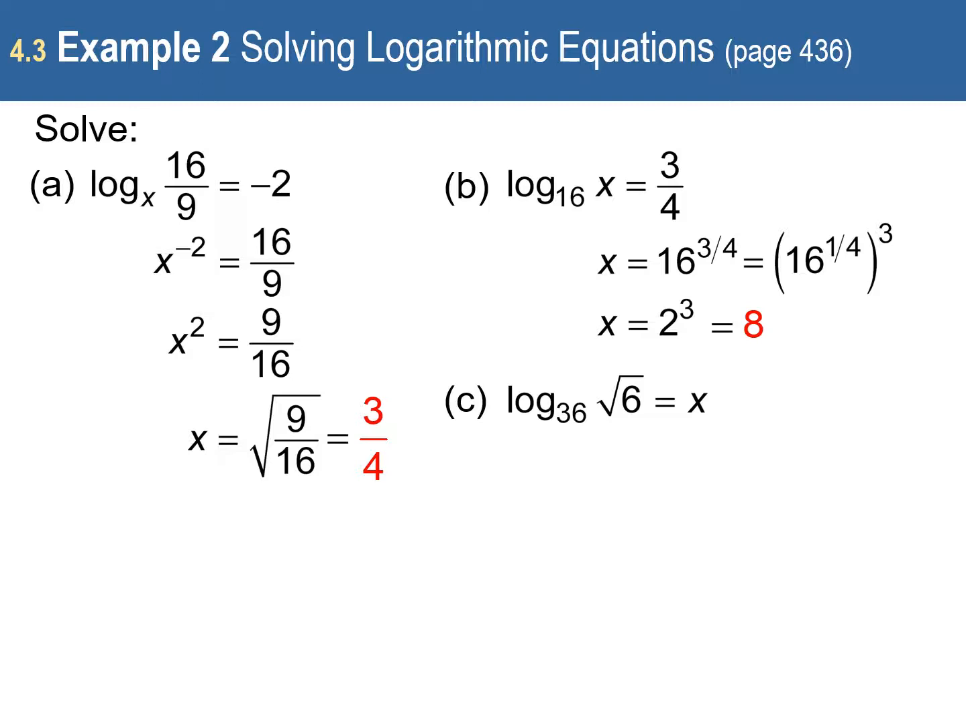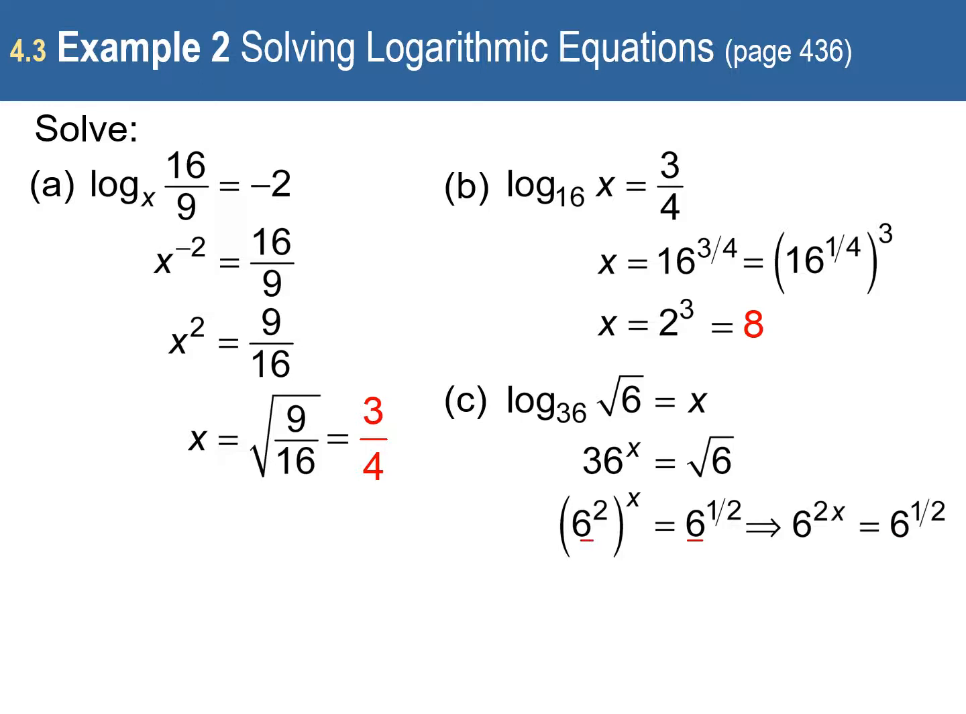Log base 36 of the square root of 6 is equal to x means 36 to the x is equal to the square root of 6. Let's get a common base. The common base is 6. So 36 is 6 squared. So 6 to the 2x is 6 to the 1/2. Set the exponents equal. 2x is equal to 1/2. So x is equal to 1/4.